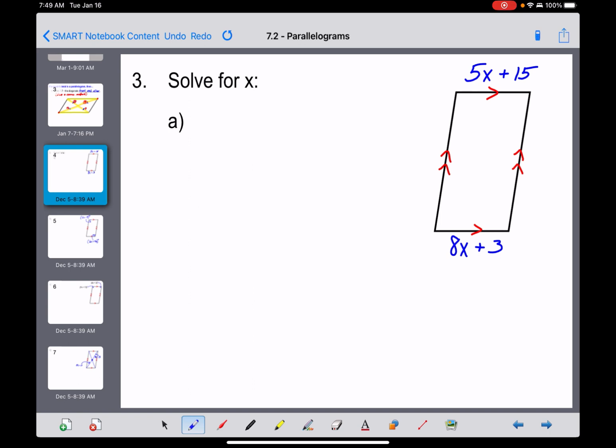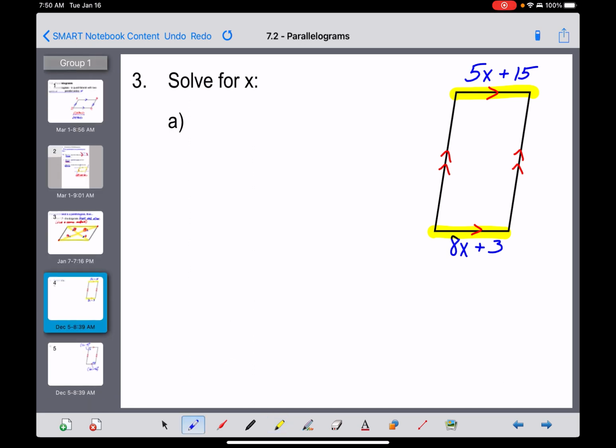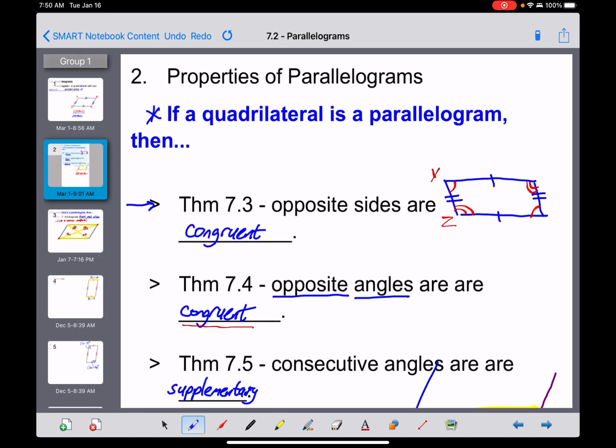I wouldn't know that without the red arrows. And what have we been given? One side length up here on top and one side length down here on bottom that's parallel to that first one. So to do this one, guys, we're going to need to go back right here to Theorem 7.3 that says that opposite sides in a parallelogram are congruent to each other.